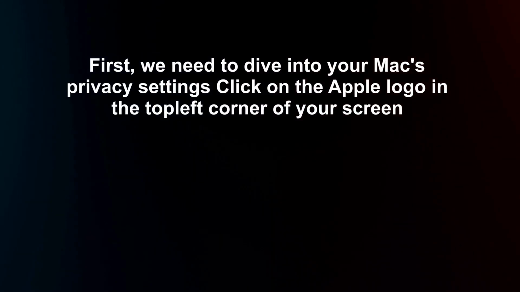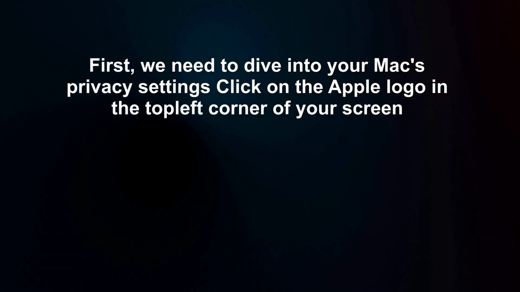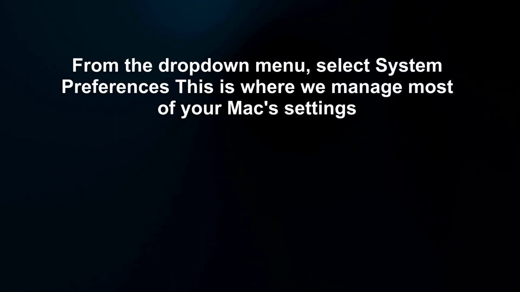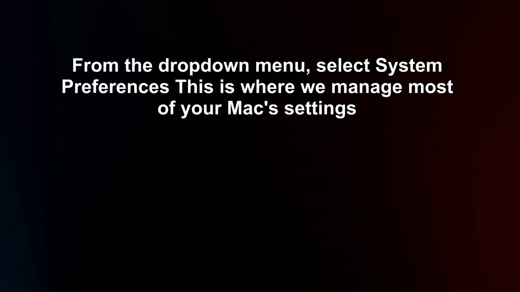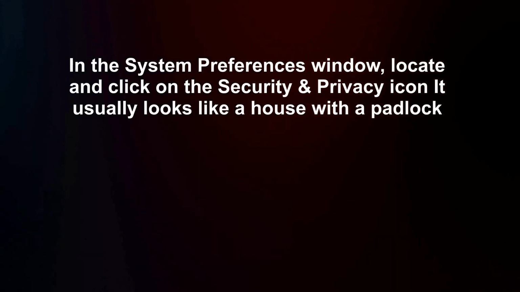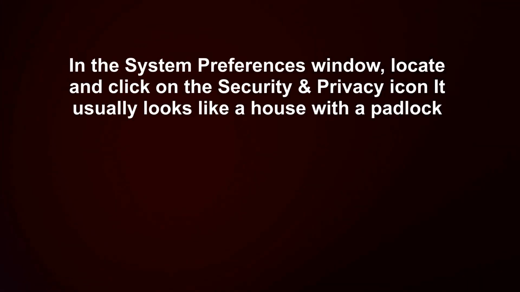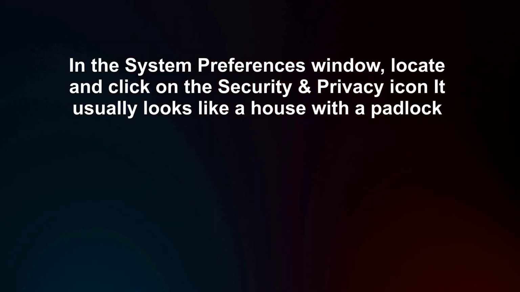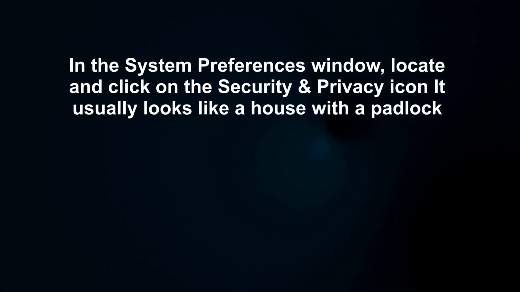Click on the Apple logo in the top left corner of your screen. From the drop-down menu, select System Preferences. This is where we manage most of your Mac settings. In the System Preferences window, locate and click on the Security and Privacy icon. It usually looks like a house with a padlock.